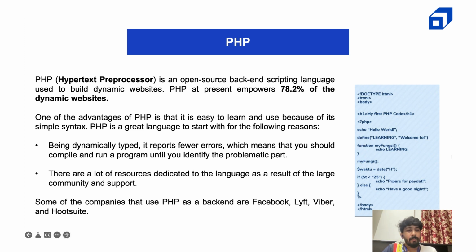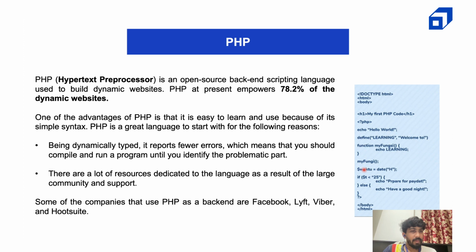This is just an example over here. This is an HTML body. Within that, there's a piece of PHP code. This is how PHP code starts: tag, question mark, PHP, and this is how it ends, question mark, closing tag. They're basically printing hello world in the console. Define learning, welcome to, function my function, echo learning. They are basically calling this particular function, so it will write welcome to. Here they're calling my function and $walk2.